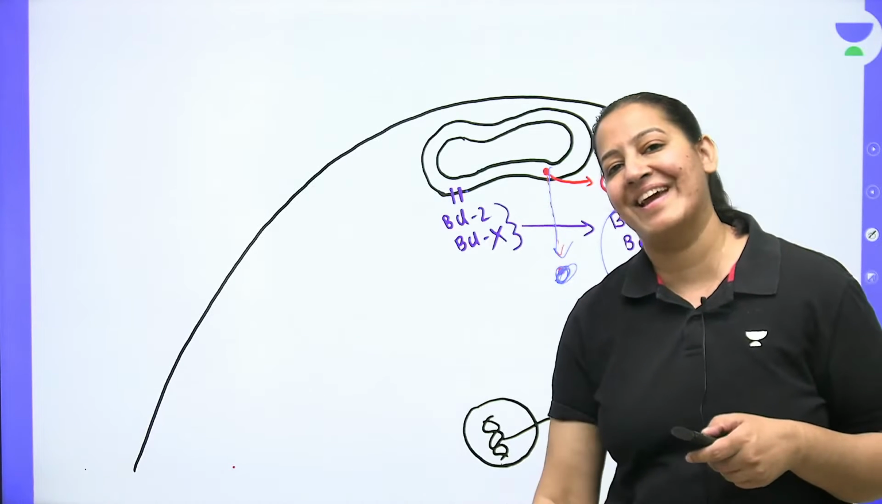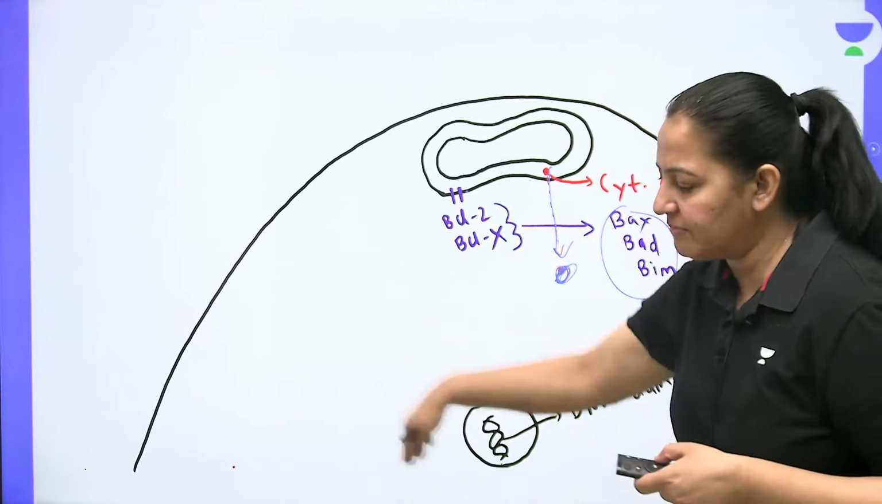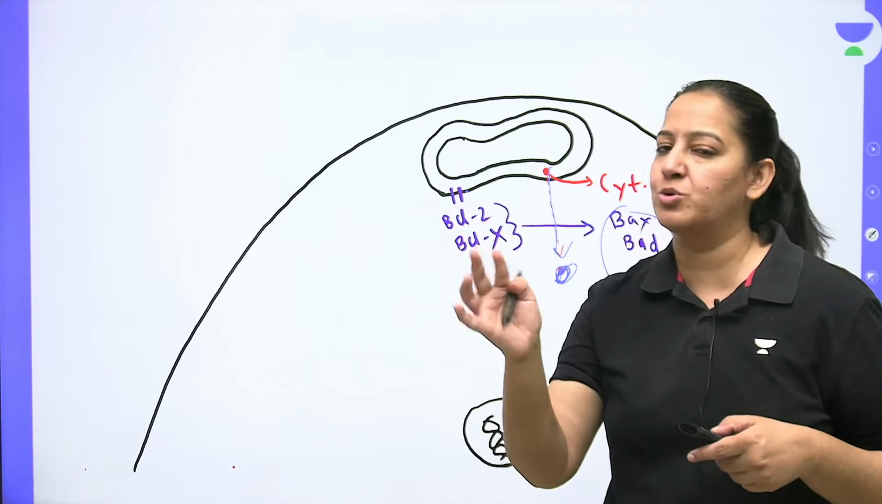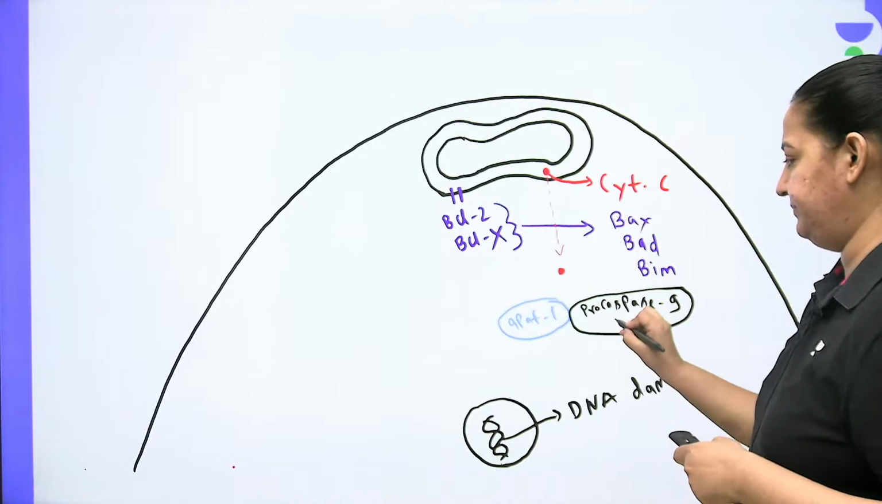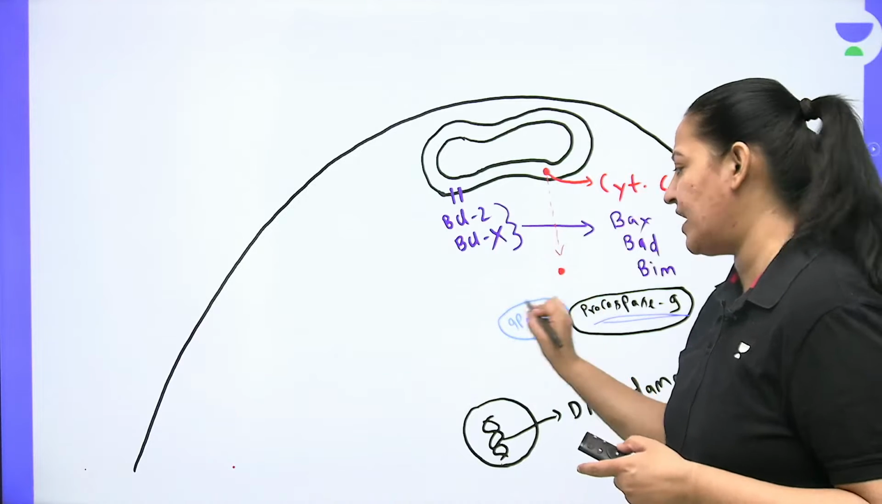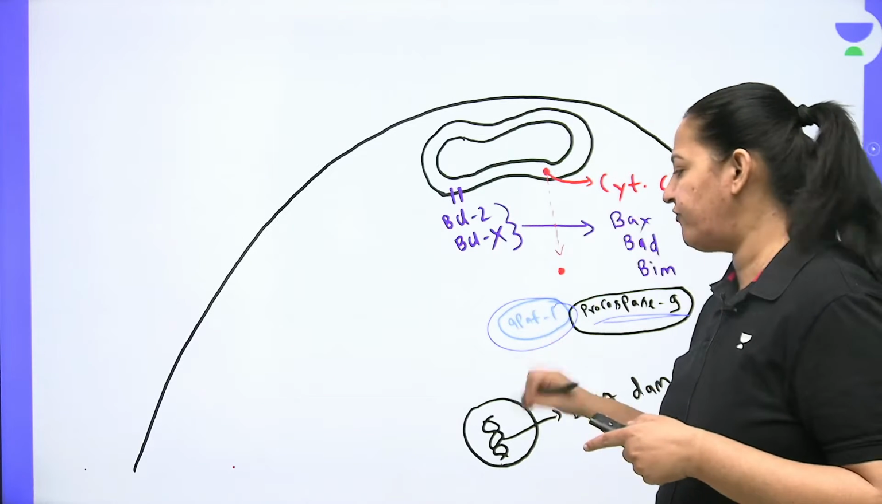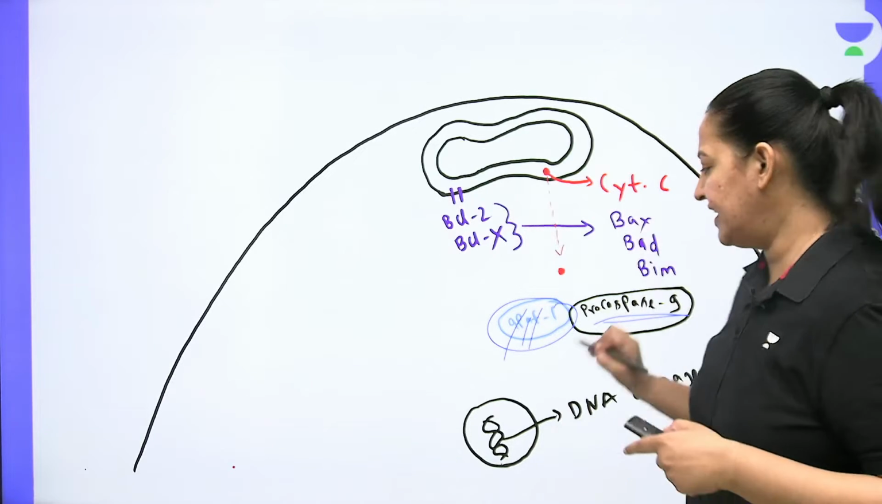So what will cytochrome C do after coming out? How will it do the apoptosis? Listen like a story. In the cytoplasm, various caspases are present: caspase 1, 2, 3, 4. Everyone is present, but all of them are inactive. What about caspase 9? Caspase 9's best friend is APAF1. It is a protein. The full form of APAF1 is apoptotic protease activating factor. These two are best friends.